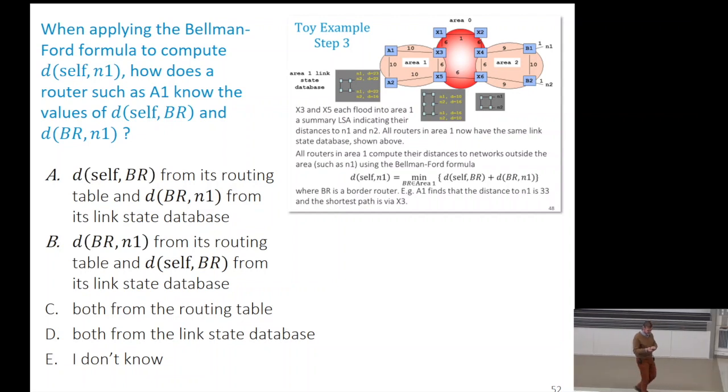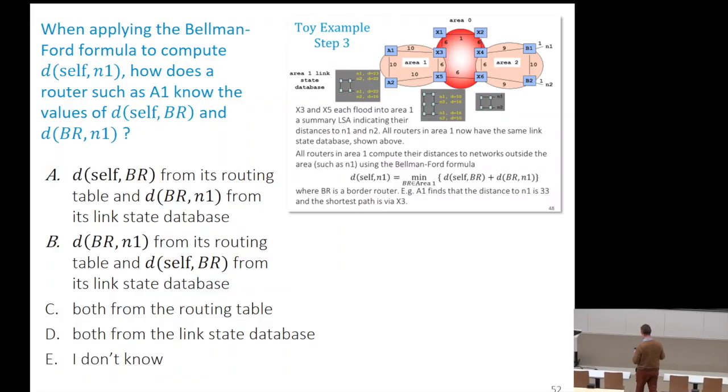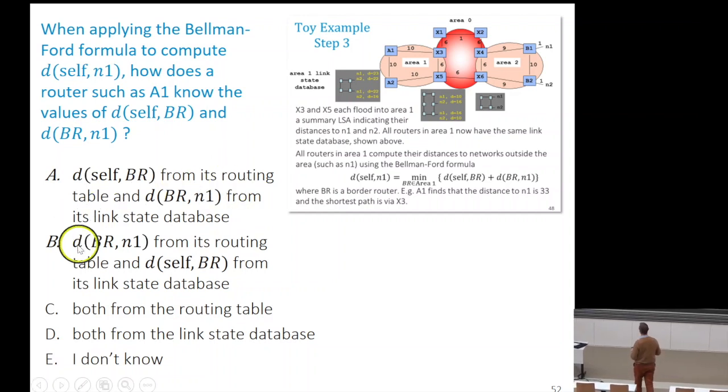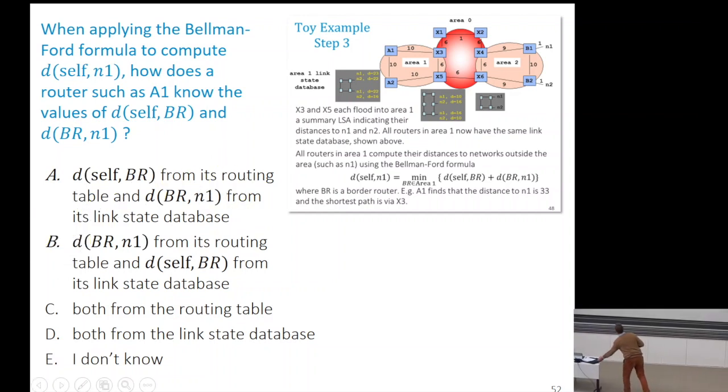A quick question to test your understanding. There is an improvement, but the majority says B, which is not the correct answer. So A1 is here, is in area 1. From area 1, it knows this map here. This is what it knows.